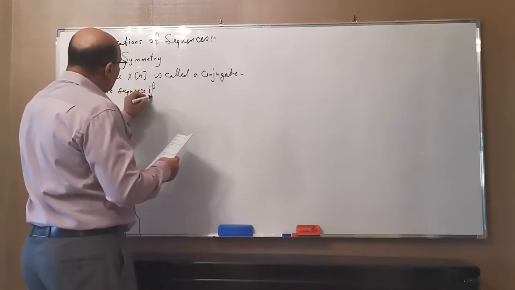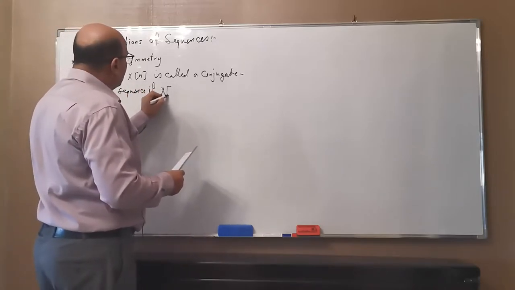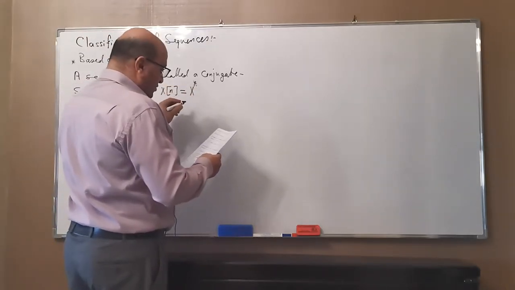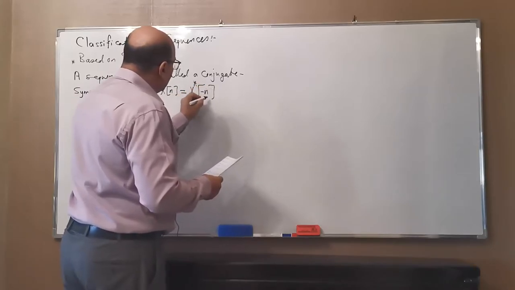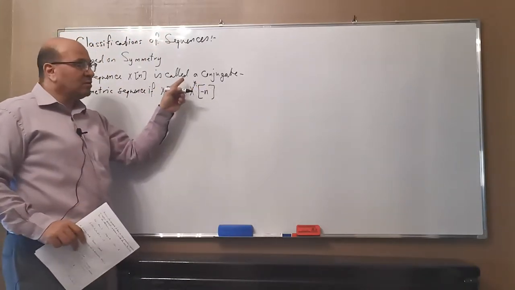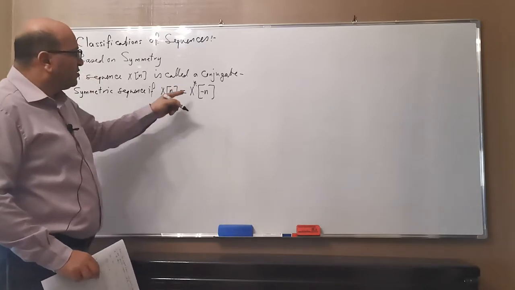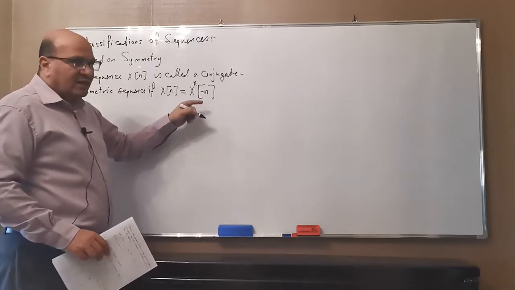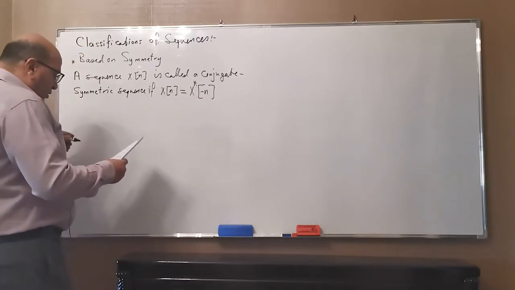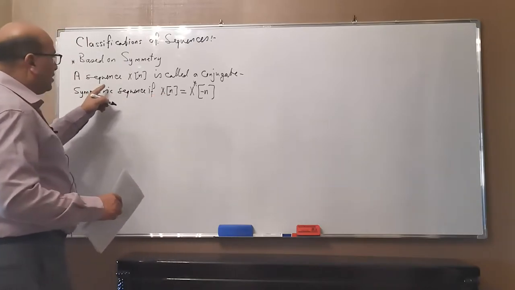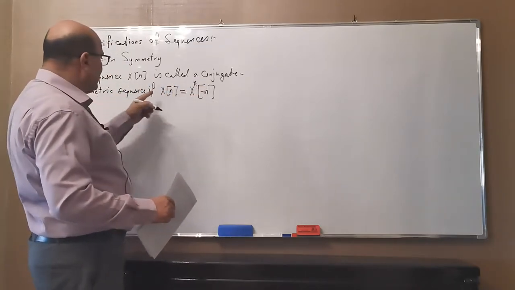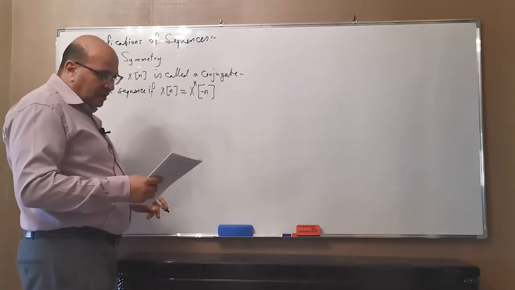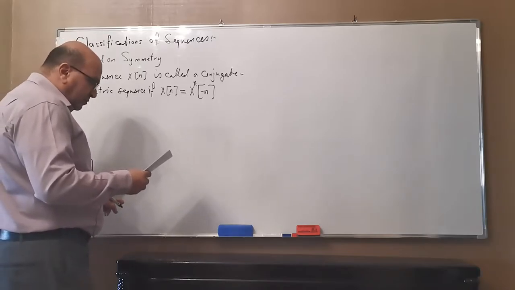if x of n is equal to x complex conjugate of minus n. So the star superscript here means that you are doing the conjugate of the complex sequence x of n. Minus n is the folding of the sequence. Okay, so this is the definition. If we want to call a conjugate symmetric sequence, we have to check if x of n equals x complex conjugate of minus n, then this is a conjugate symmetric, okay?